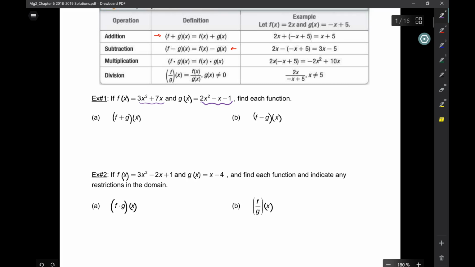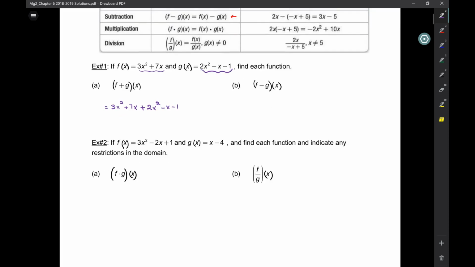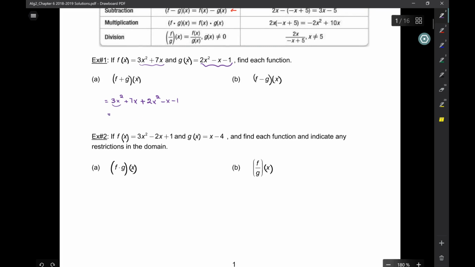Basically, all I need to do is add the two functions. The first function, f, is 3x squared plus 7x. The second one is g. Now I'm adding them, so I don't need to introduce any parentheses. And I put in g of x, 2x squared minus x minus 1. And then all of a sudden, this becomes an algebra 1 problem where you just have to combine like terms, right? So this is 5x squared plus 6x minus 1. Okay? So that's f plus g of x.